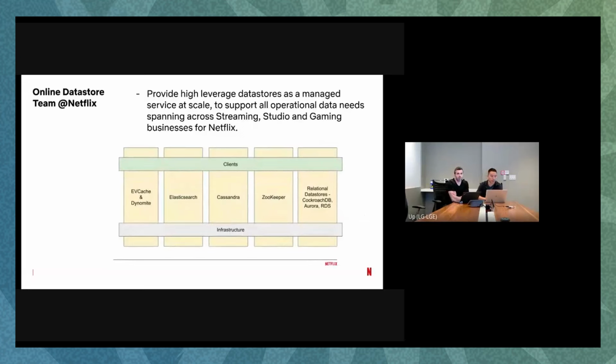Cheng and I both work for the online data stores team at Netflix. We provide data stores to pretty much the entire company as a managed service at scale, supporting pretty much all of the different business verticals: streaming, studio, gaming. And we also offer other stores besides Cassandra, as well as the underlying infrastructure and the clients that are used to connect to them.